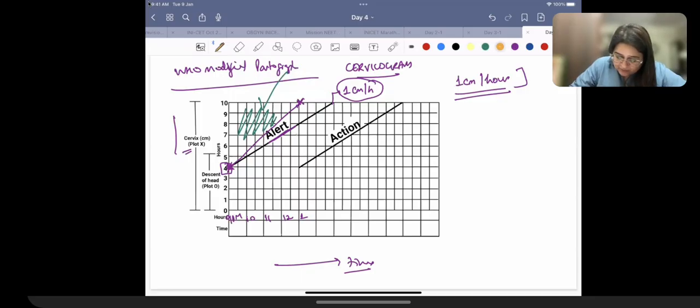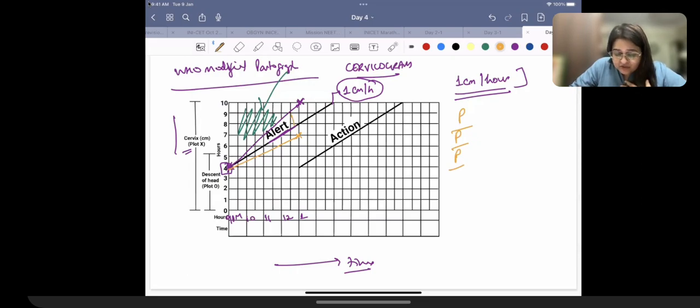But suppose after 4 hours, I do a PV and I find that she is, say, 7 centimeters. So my plotting will come here. So now this patient has crossed the alert line. What does that mean? Now I have to be alert. Something is wrong. Labor is not progressing normally. So I have to check my 3 P's: passage, passenger, and power. And what else should I do?